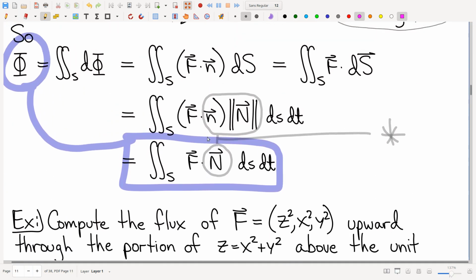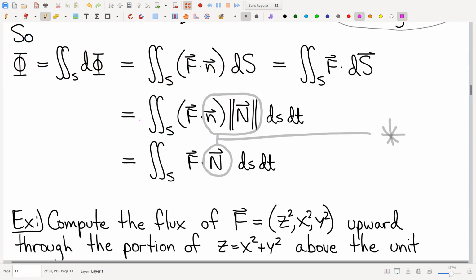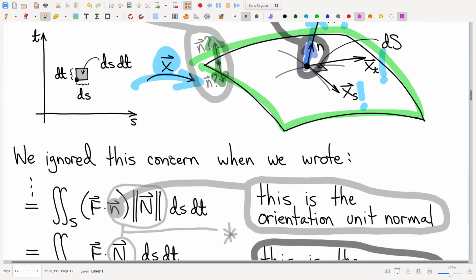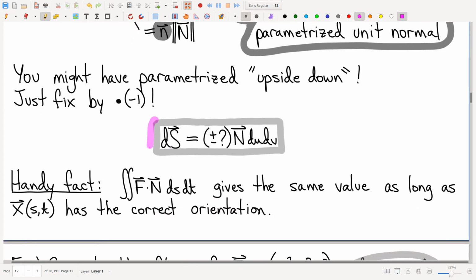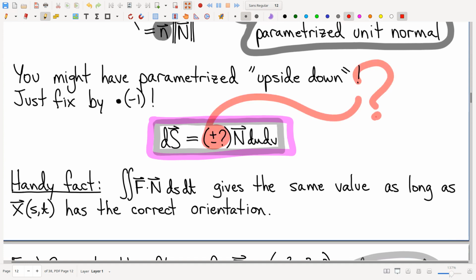So just a reminder, we previously had dS as N dS dt. Again, math crime included in that equation, and now I'm going to fix that by putting in the recognition that we have to worry about the minus sign. So dS might be N du dv, but it might not: possible minus. Is everybody okay? All good?